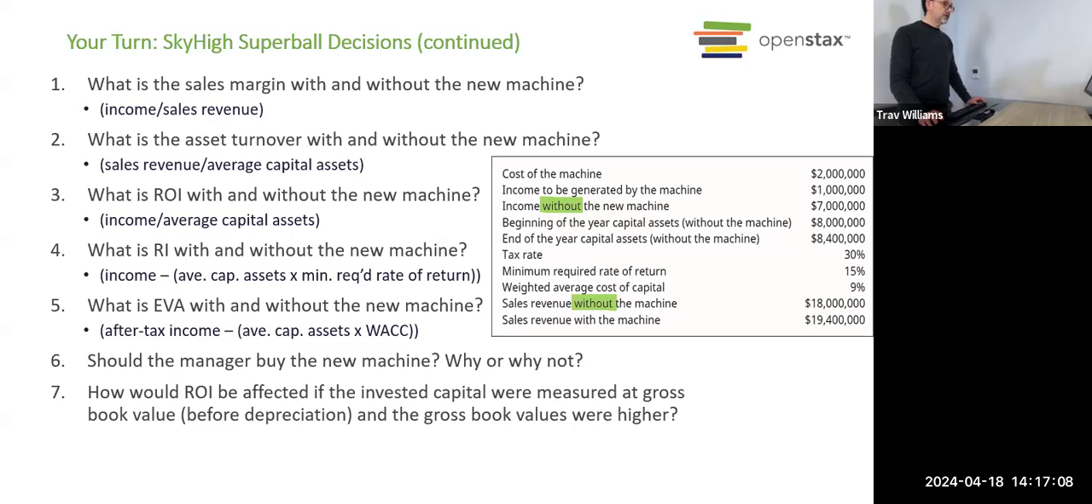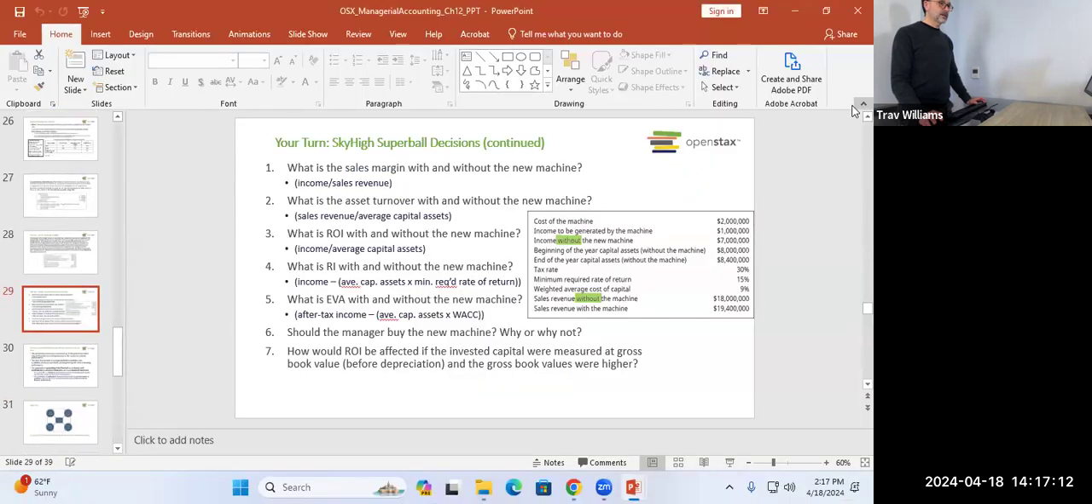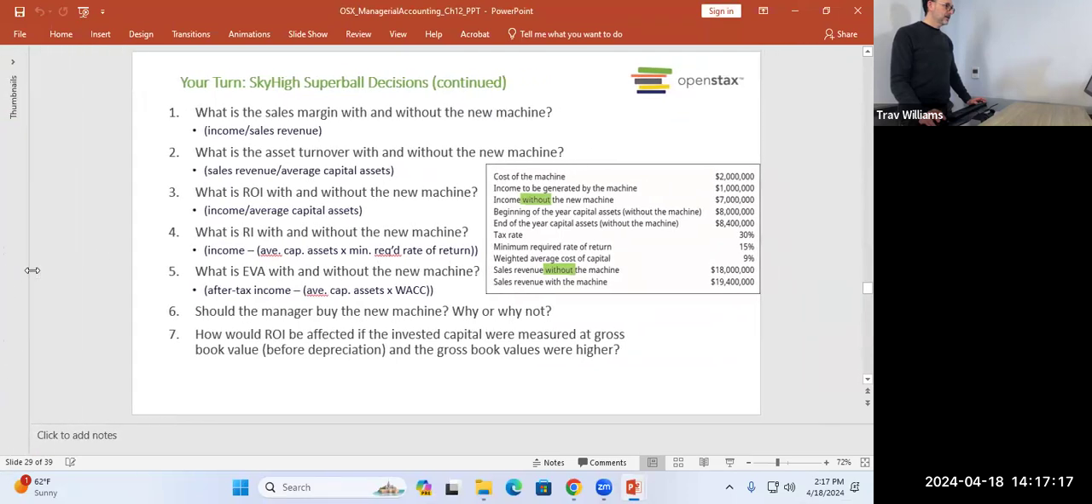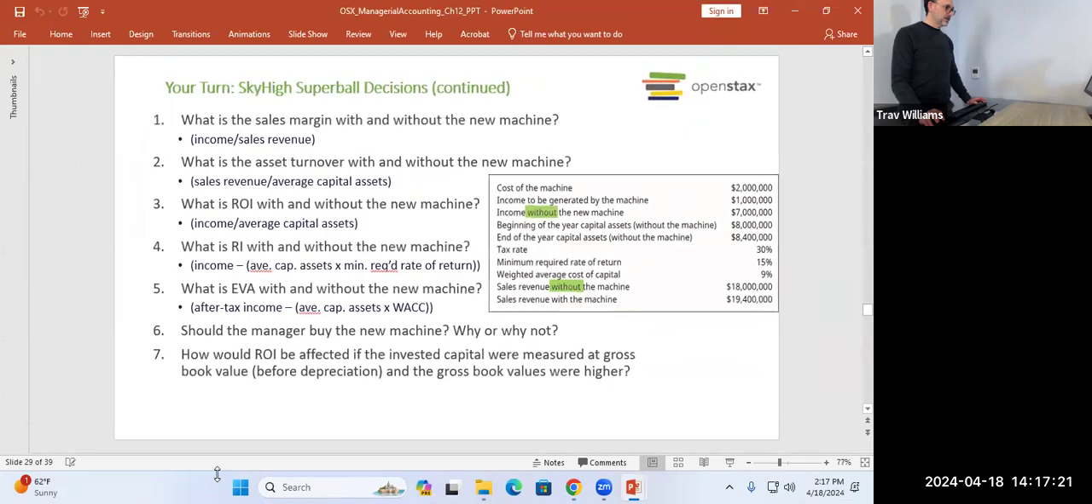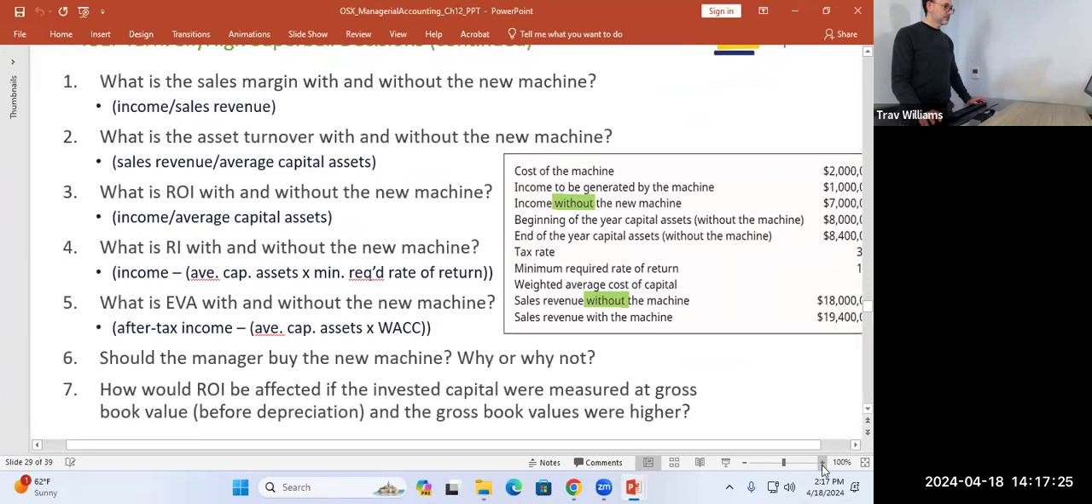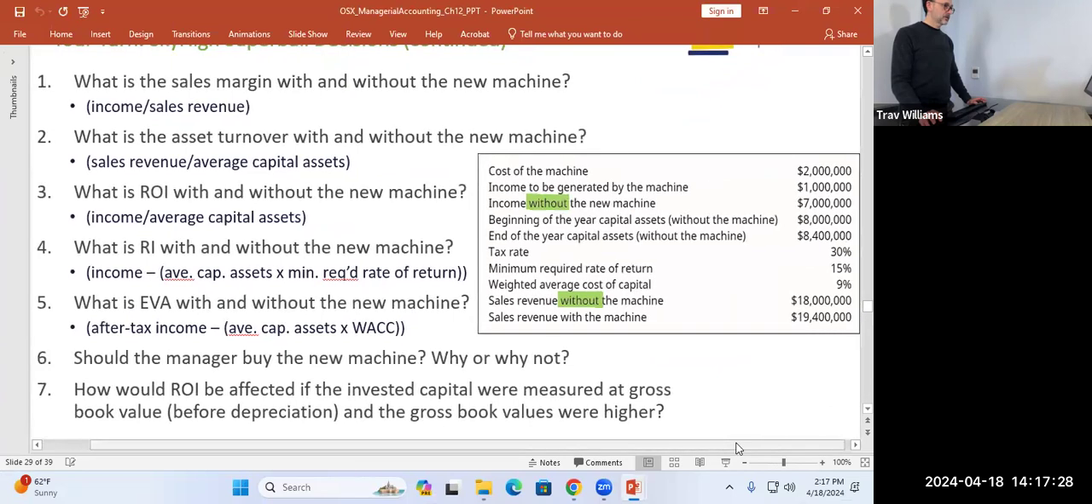So what we have to do here, let me do it like this. I'm just going to try to make it as large as I can. And I'll just write directly on the screen. That should work. Okay. What is the sales margin with and without the new machine? So if we look down here, we need income divided by sales revenue, right? So let's start with income.